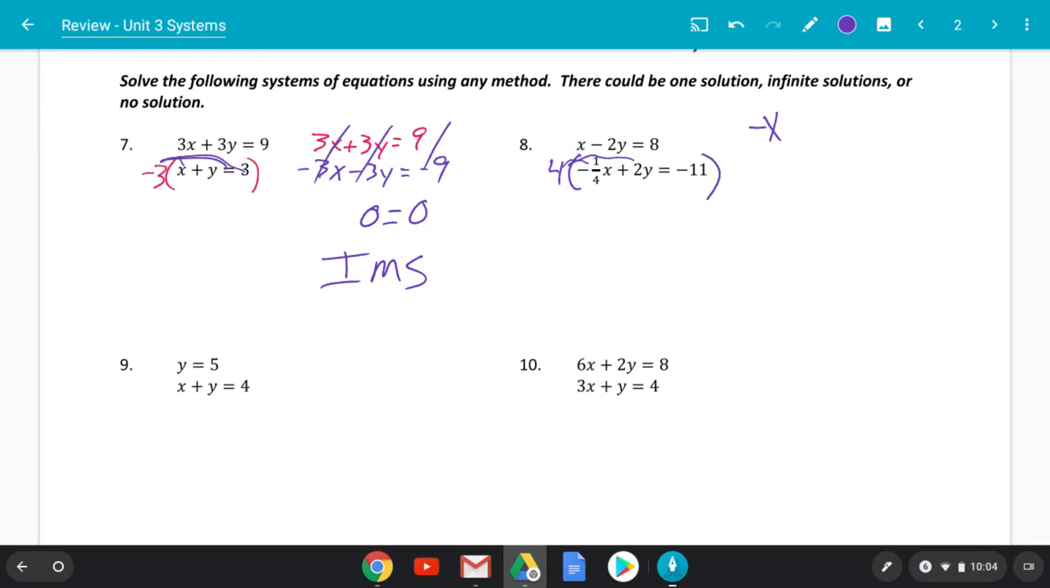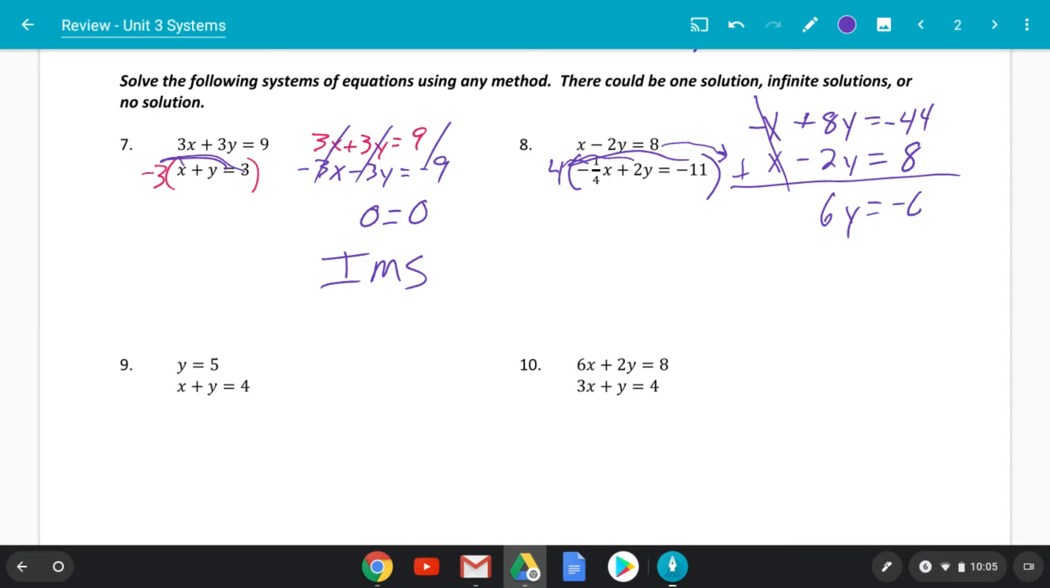So 4 times 2y would be plus 8y, and then equals a -44. All I did there was get rid of the fraction. Now I can see that if I compare these two equations, I'm going to write this one down on the bottom. So I have x minus 2y equals 8. I can use the elimination method, or the addition method, and my x's will cancel. So then 8 minus 2 is 6y, -44 plus 8 is -36.